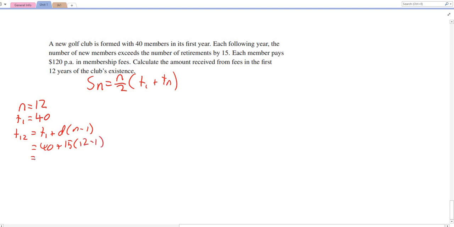If you put that in your calculator, what do you get? 215 or 205? Yes. What does that 205 mean? That's how many people they'll have by the end of it. Not recruitments, but that's how many members they have in year 12.